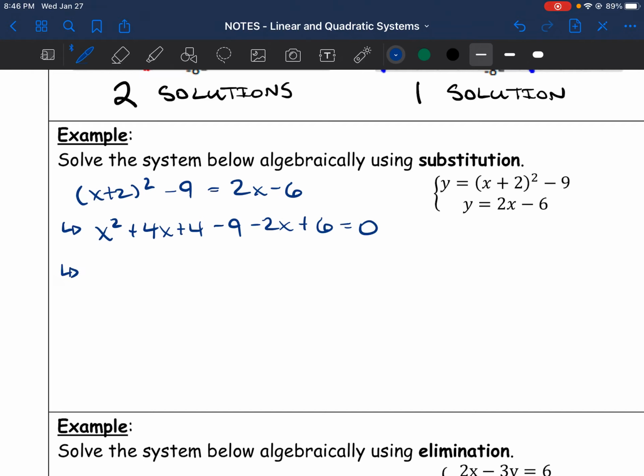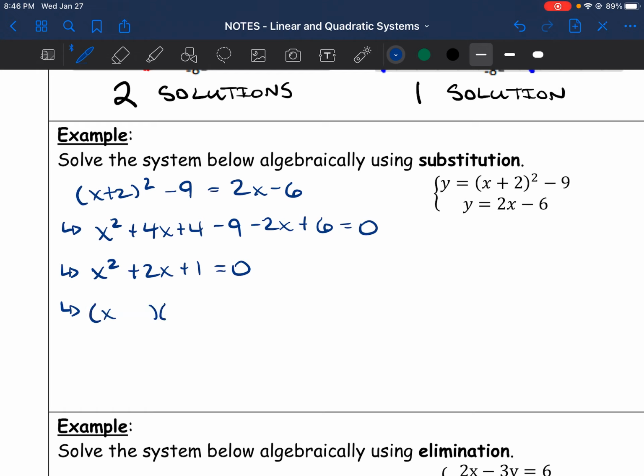Now let's collect all the terms together, collect like terms. x squared, let's see, 4x and negative 2x will give us plus 2x. And then 4 minus 9 plus 6, so 4 minus 9 is negative 5, negative 5 plus 6 is positive 1. So we get x squared plus 2x plus 1 equals 0. We need to go ahead and solve for this. I'm going to solve by factoring. Again, I think it's the most efficient method for a problem like this.